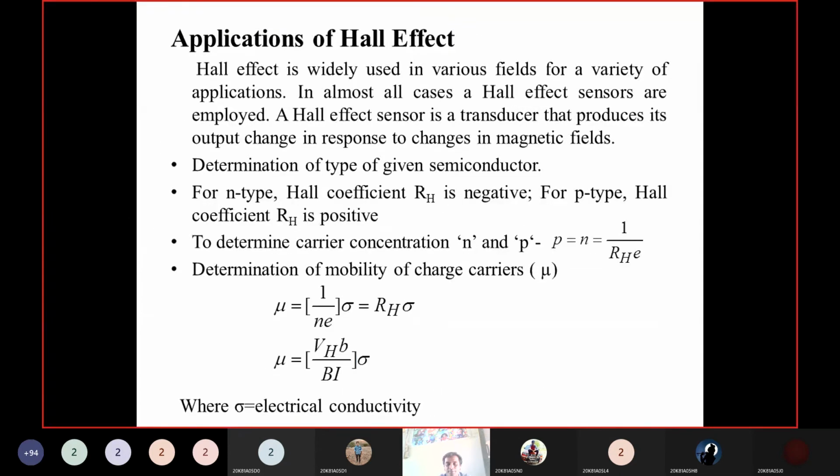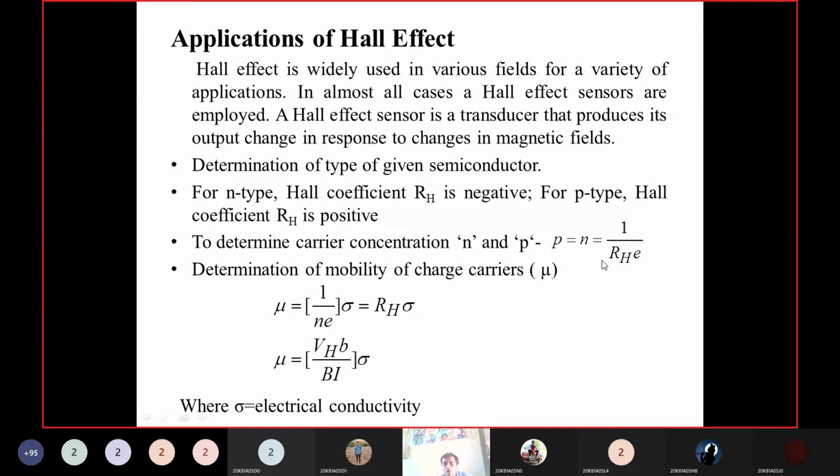Okay, so for N type, the Hall coefficient RH is negative. N type means what are the majority charge carriers? Electrons are the majority charge carriers. That's why the Hall coefficient will be negative. For P type semiconductor, the Hall coefficient RH is positive. Okay, so by using this Hall effect we can also determine the carrier concentration of holes or electrons. By using this Hall coefficient we can calculate the carrier concentration of electrons as well as holes. The formula is P is equal to N is equal to 1 by RH into E.